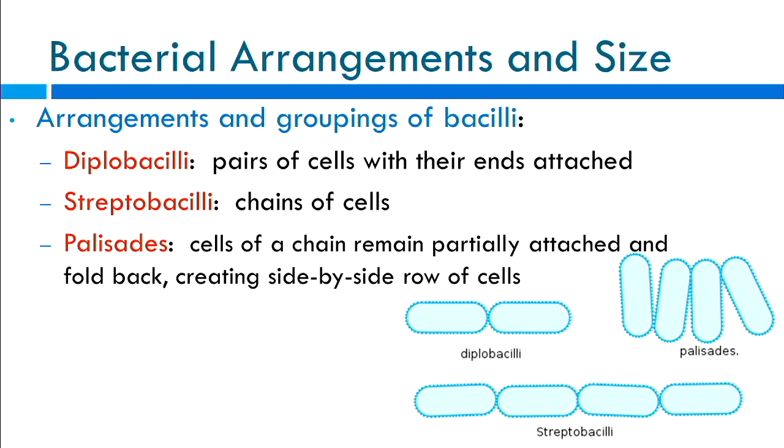Okay, for bacilli, they can be the same thing. Diplo, 2. Strepto, you already know what strep means, right? It's a line. And then they have something weird called palisades, which kind of looks like this, end to end. So they're joined up, but like this.